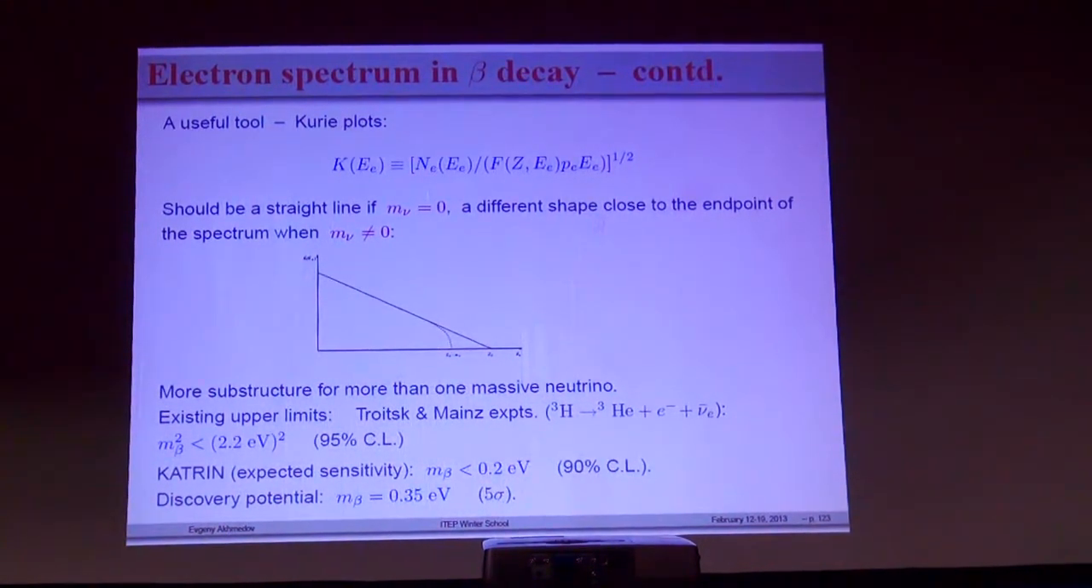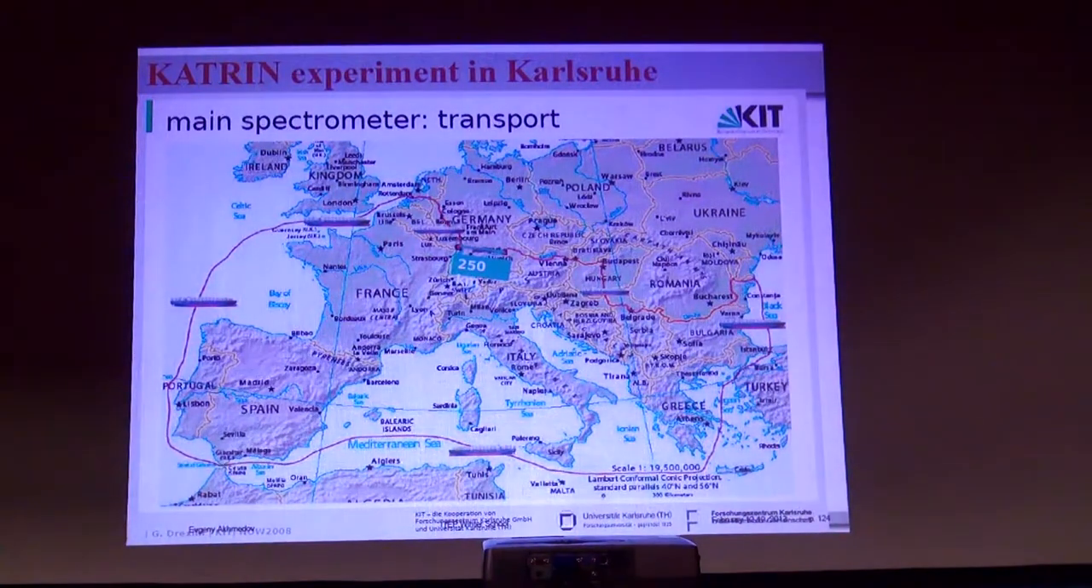Now there is a very interesting experiment in preparation in Karlsruhe, which is called KATRIN, which is supposed to improve this by an order of magnitude, or to find the neutrino mass if it is within this range at a 5 sigma level. And in order to do this, one really needs a very good energy resolution, and for this it's a huge spectrometer. The spectrometer is so big that it was actually produced near Munich, but to put it in Karlsruhe, which is about 250 kilometers away, there was no way to drive it directly. It was so big that they had to go all the way through the Black Sea and the Mediterranean Sea, and come here to Karlsruhe, and the route was almost 9,000 kilometers.